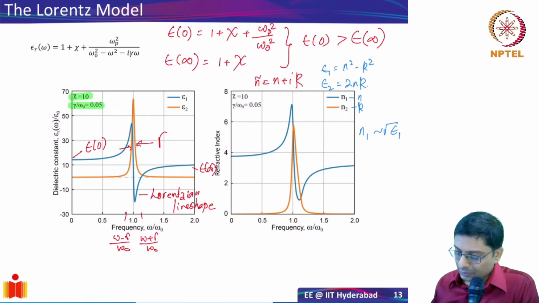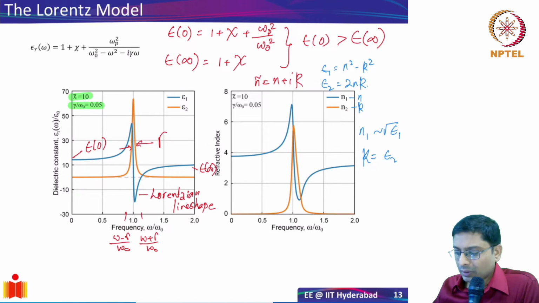But overall, let's say in this case my peak goes up to about 40-something, and in this case it's about 6 plus something. So roughly we are in the square root regime. The square root of 49 is 7, so close to 7 is where we should be. So the real part exhibits exactly the same behavior as epsilon 1, and the imaginary part, kappa, is close to, similar to epsilon 2.